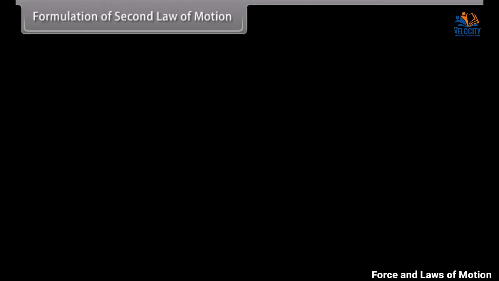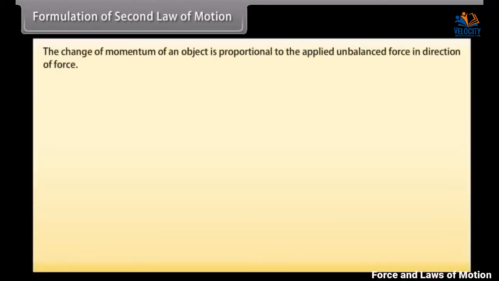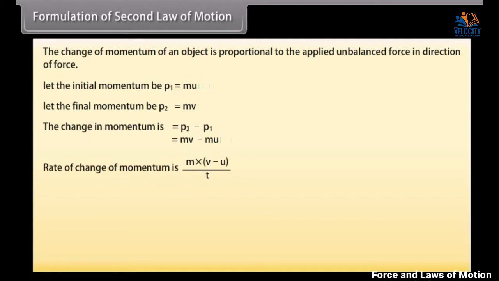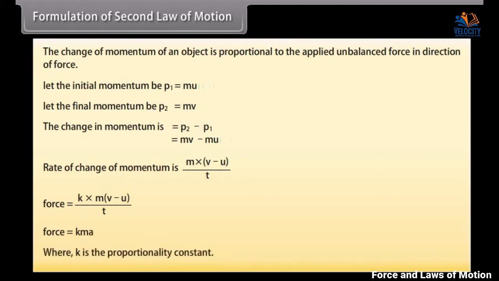Formulation of the second law of motion. The change of momentum of an object is proportional to the applied unbalanced force in the direction of the force. Let the initial momentum be P1, which is equal to mu. Let the final momentum be P2, which equals mv. The change in momentum is P2 minus P1, which equals mv minus mu. Rate of change of momentum is m into (v minus u) whole upon t. Force is equal to k into m into (v minus u) whole upon t. Force is equal to kma, where k is the proportionality constant.